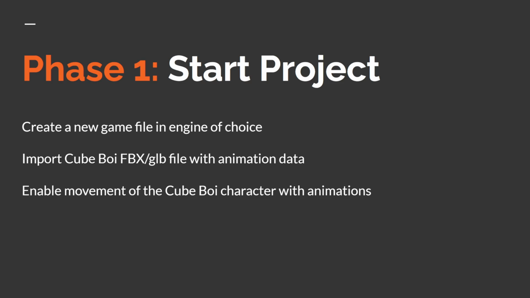I had some experience in Unity and Godot, but I've never actually done any gameplay mechanics in Unreal at all. So I wanted to use this as an opportunity to advance myself in all three of the engines. And so it made sense to come up with some criteria that I wanted to go through. So phase one, basically the start of the project, is to create a new game file and import my Cuboid model, which of course is a Blender file, and I will show that here.